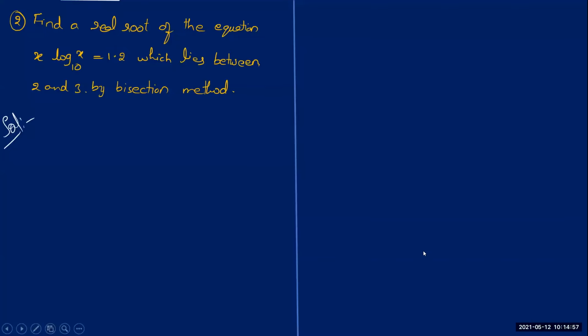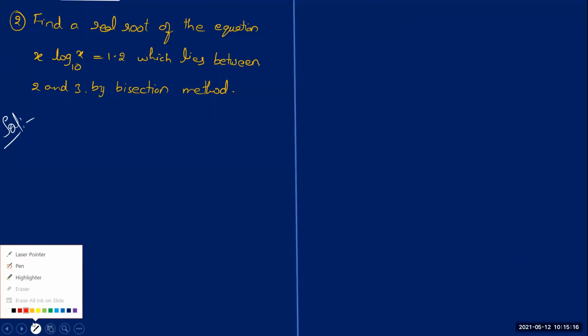Right. Now we are trying to solve this particular equation using the bisection method. And remember, this equation may have many roots, yet we are trying to find a root which lies in between only 2 and 3. So that is one thing you are given. And secondly, you are given the equation as x log x base 10 is equal to 1.2.